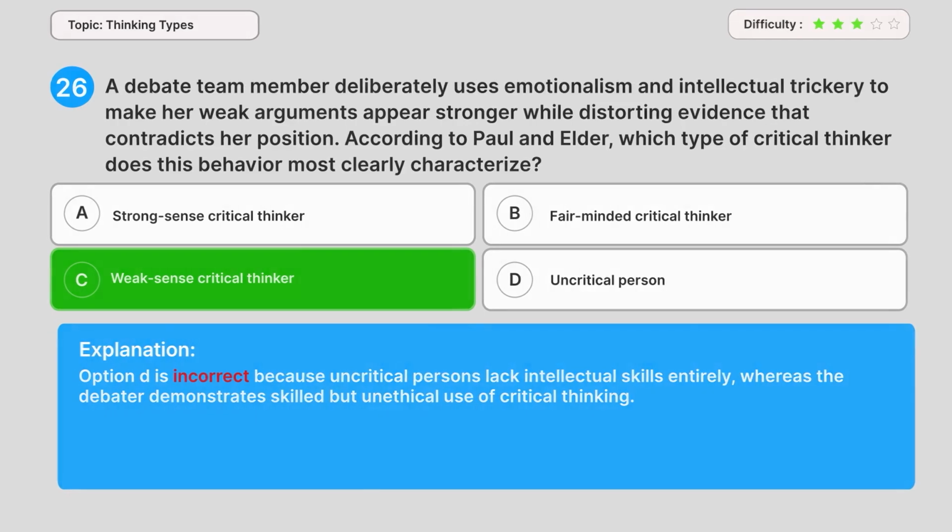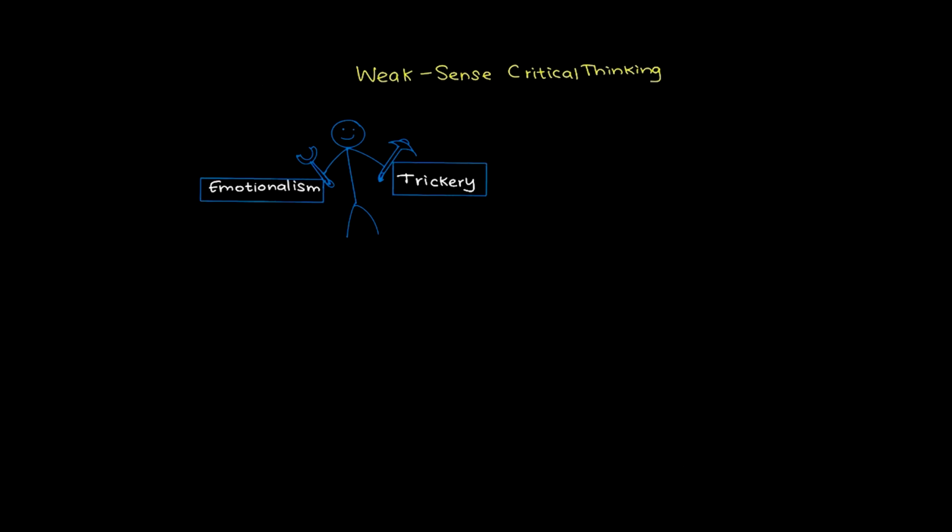A debate team member deliberately uses emotionalism and intellectual trickery to make weak arguments look stronger while distorting contradictory evidence. Paul and Elder call this weak-sense critical thinking. The person has critical thinking skills but uses them unethically, to manipulate and win rather than to find truth.